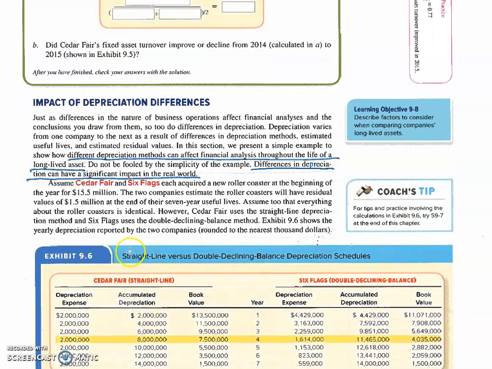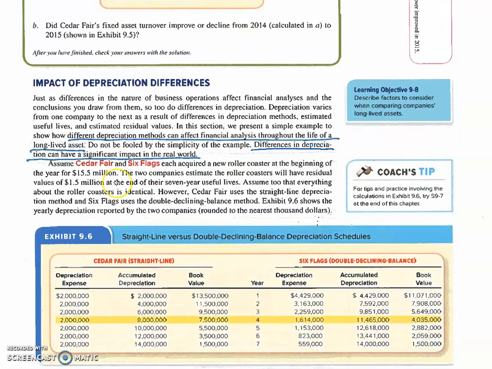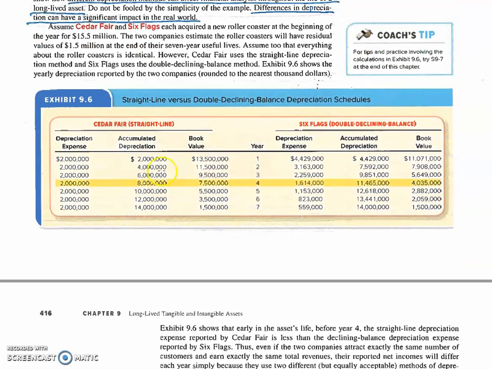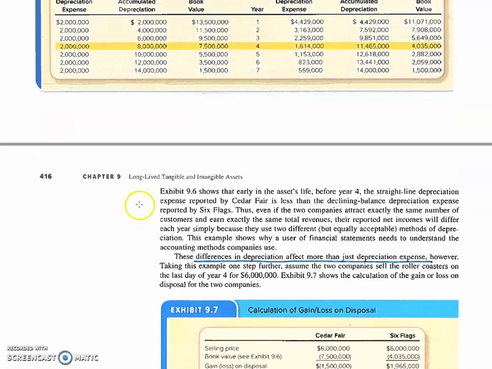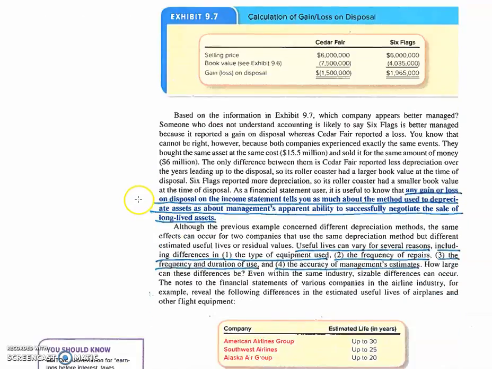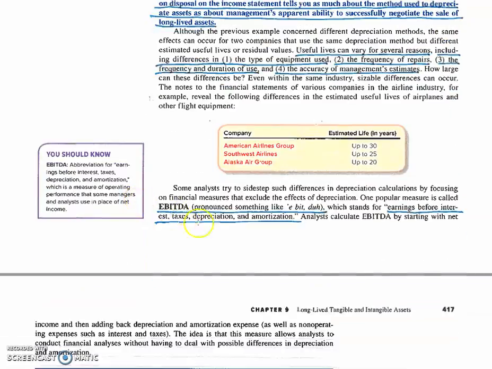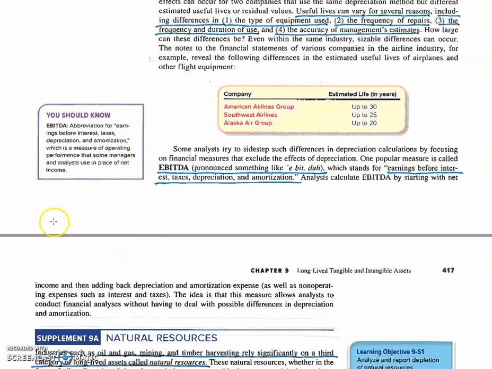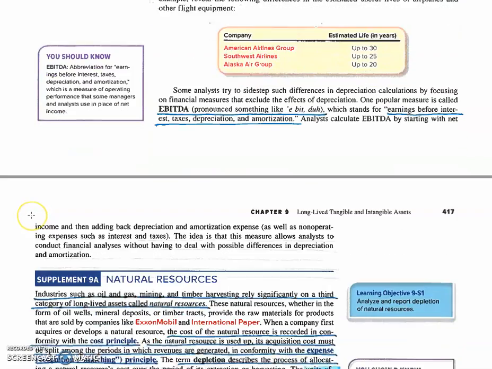They talk a little bit about different depreciation methods and their impact on the financial statements. I talked about that a little bit as we went along, but nothing really dramatic there. They talk about EBITDA. That's something finance people talk about. It's earnings before interest, taxes, depreciation, and amortization. And it's something finance people like to look at. You'll learn about it in your finance class. I'm really not going to cover it.